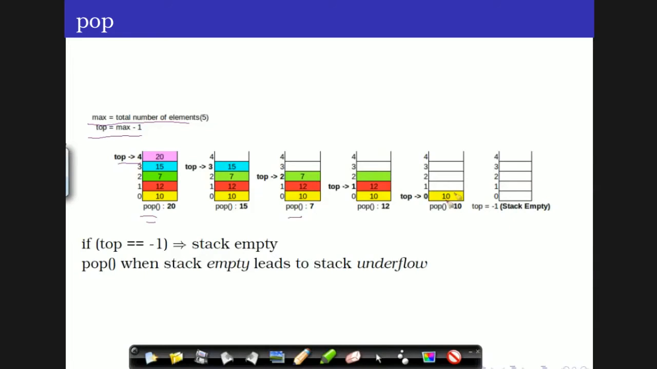Once 10 is popped out, what is top indicating? Are there any elements in the stack? No. So top doesn't point to any location in the stack because there are no elements. So it is indicated as -1. That means there are no elements and the stack is empty. Now if top is -1 and we try to pop, what happens? It leads to stack underflow. This is about the operations that are performed on a stack.